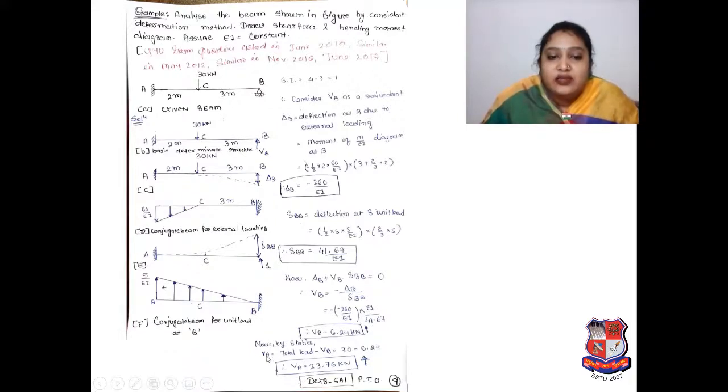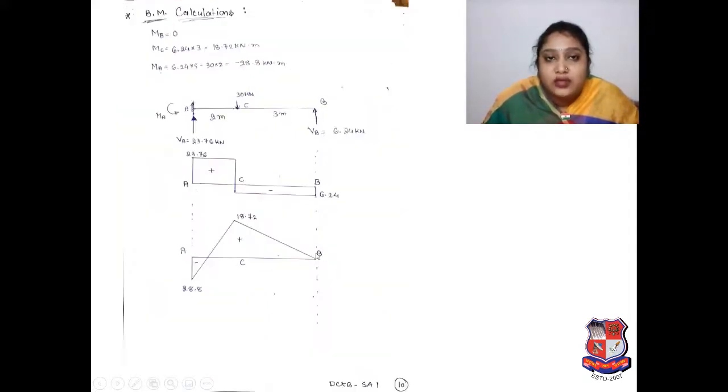Now by statics, how we will get VA? VA will be total load minus VB. So VA is equal to total load minus VB is equal to 30 minus 6.24. So VA will be 23.76 kilonewton in upward direction, means it is positive. So whatever values we have and whatever data we calculated as per the given problem statement, we have to draw shear force and bending moment, and for that we need bending moment calculations.